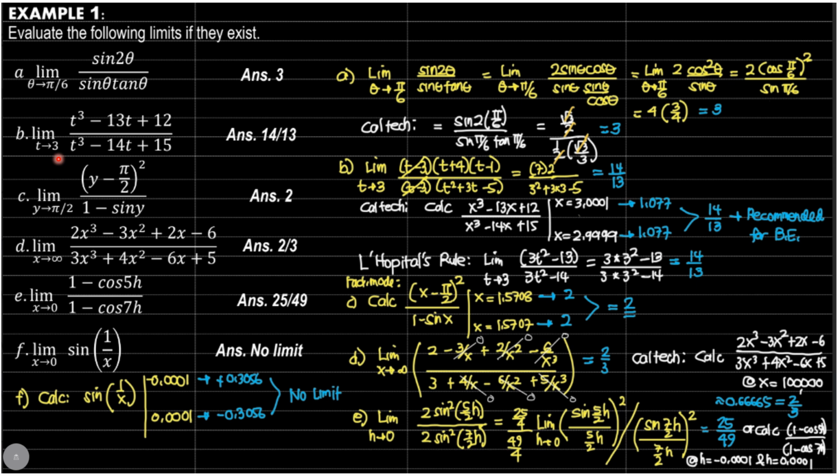Letter B, limit of t cubed minus 13t plus 12 over t cubed minus 14t plus 15. Notice that when t approaches 3, the denominator approaches 0. So this is an indeterminate form. That's why you are forced to factor out 3. In the numerator, t cubed, 27 plus 12, 39, minus 13 times 3, that's also 0. So this is in the form 0 over 0.